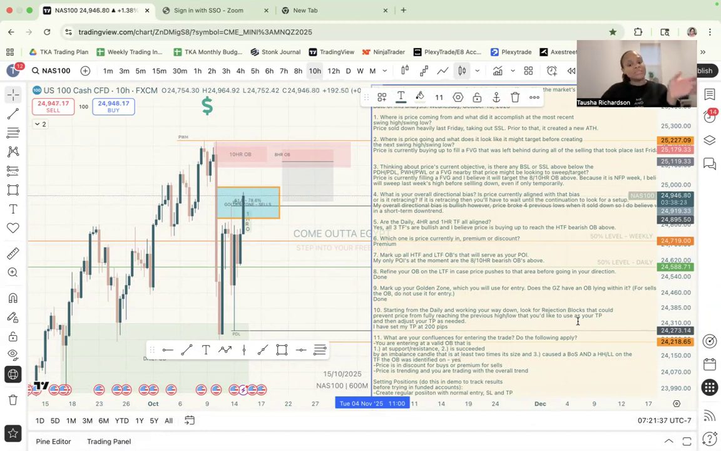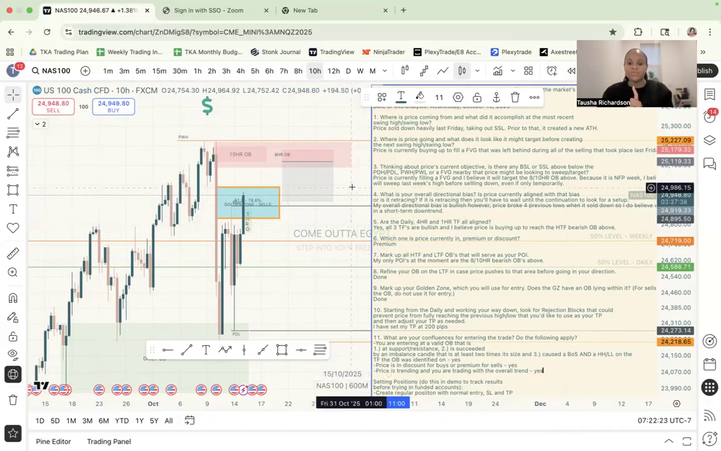Secondly, price has to be on discount for buys, premium for sells. We've already determined that because this order block is above this green line, price is in premium. Check, so we're going to put yes next to that. And thirdly, price is trending and you are trading with the overall trend. Again, price is in a short-term downtrend. Yes, it's been buying up all week, but I've said before, I'll say it again: I believe price is buying up to reach those order blocks so that it can sell down again, even if only short-term. What will happen after that, I'm not sure, but we'll see. So yes.